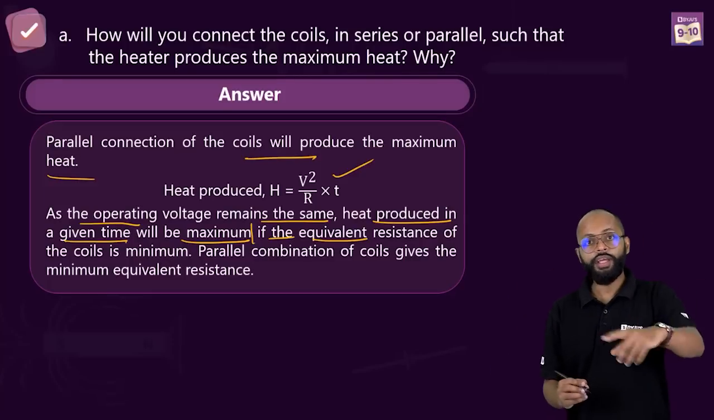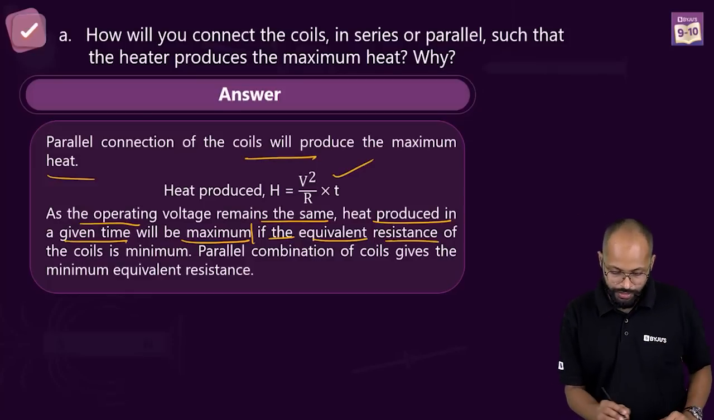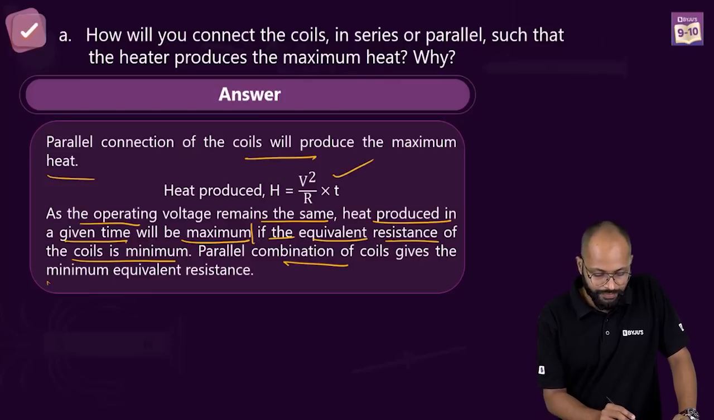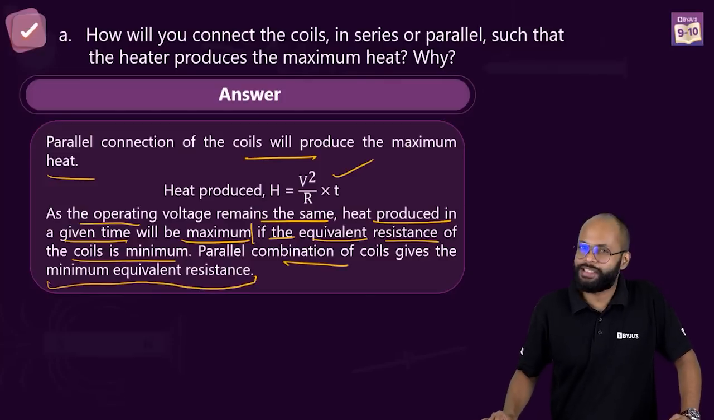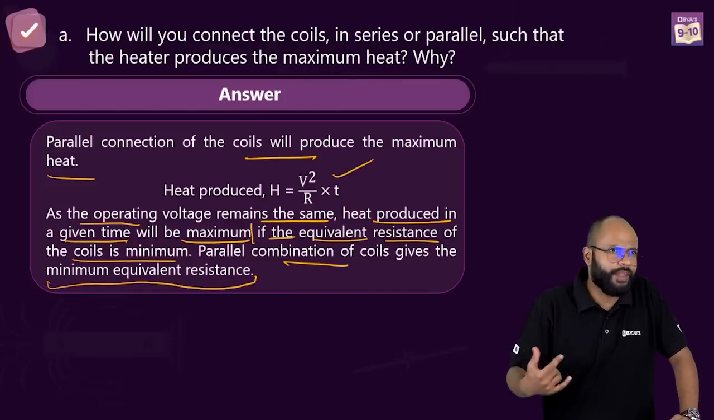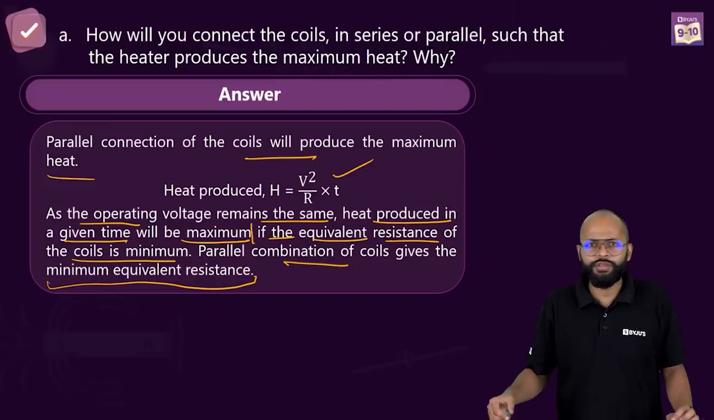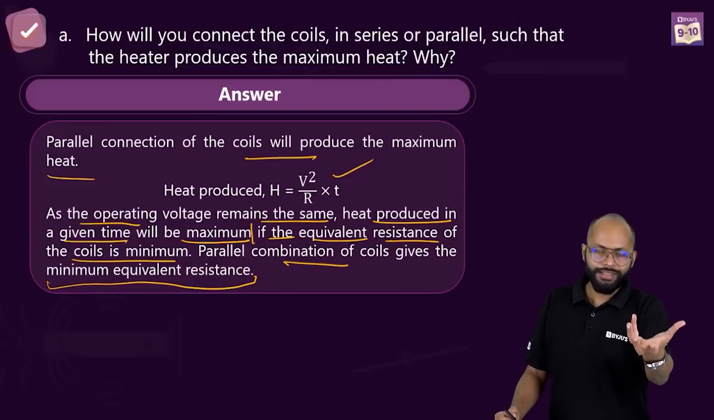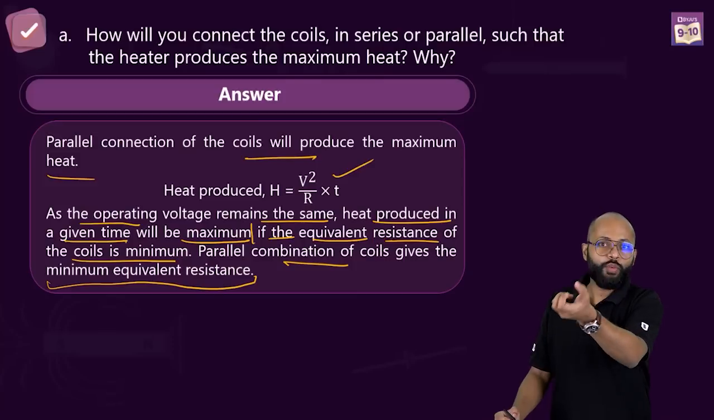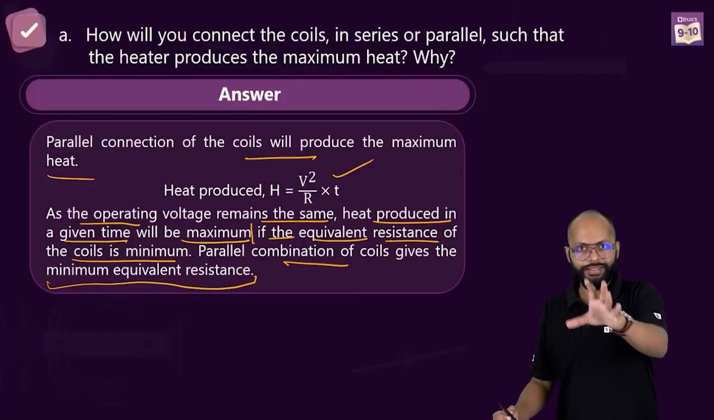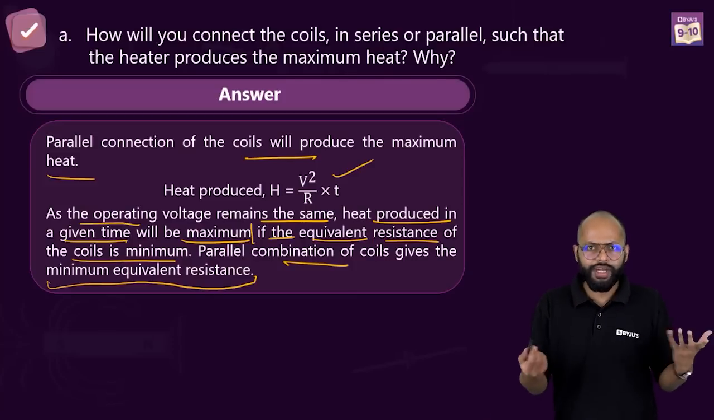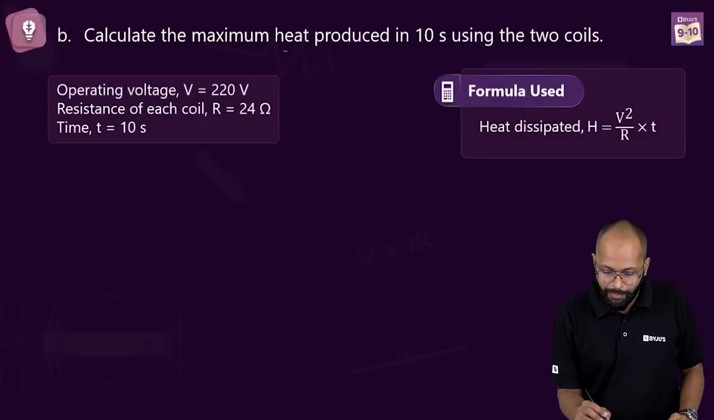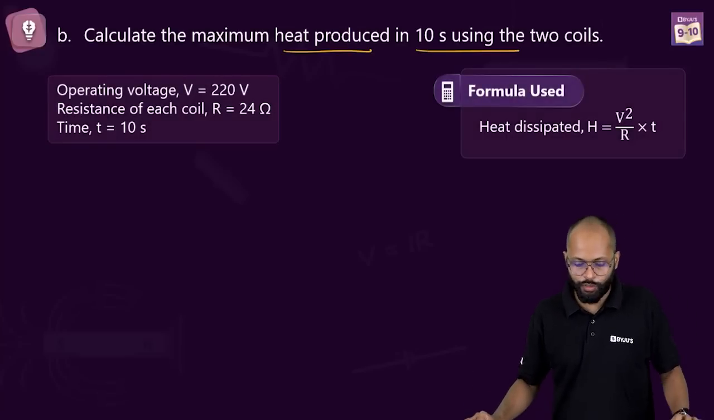If from here your answer starts: the equivalent resistance of the coils is minimum, and parallel combination of coils gives the minimum equivalent resistance. And you know what? If you feel confident enough, I would say write this thing, V square by 2R into T. That is the series combination thing. And V square into T upon R by 2. That is the parallel thing. You can just say this one is greater. Simple, right?